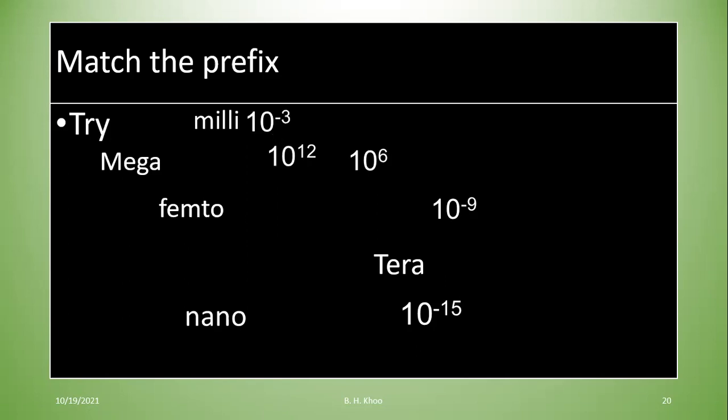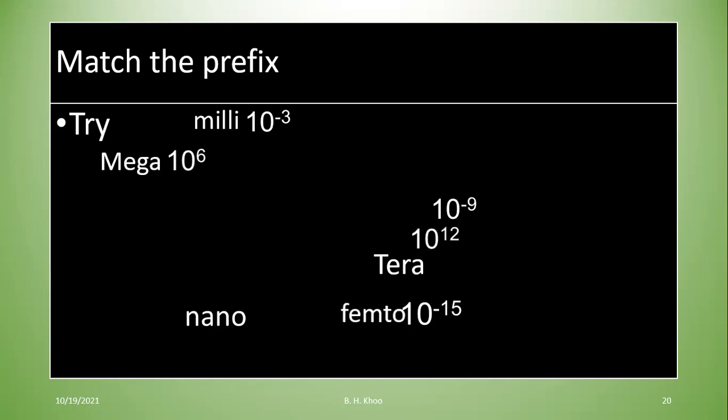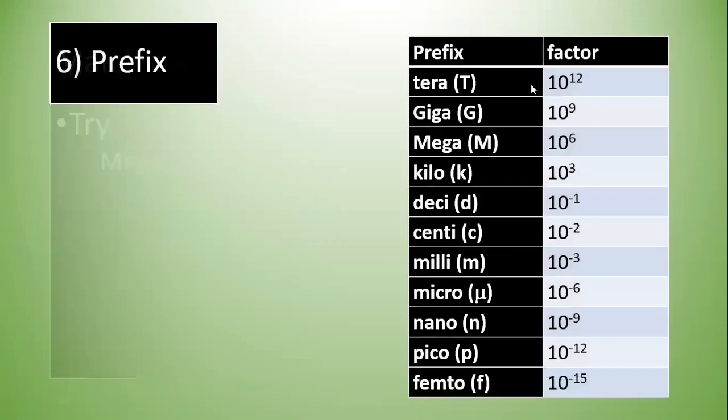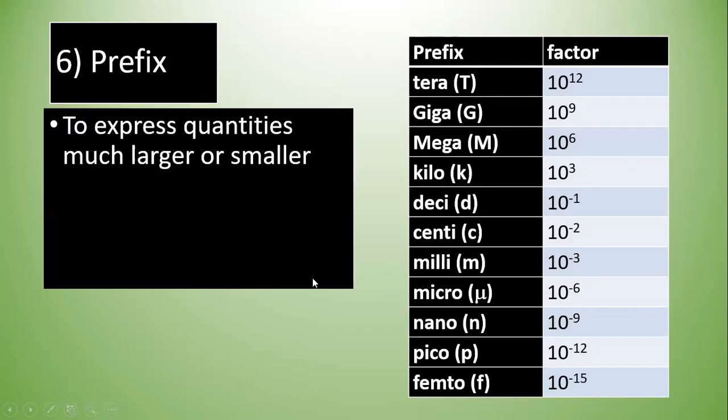Okay, that's your milli, 10 to the power minus 3. Mega, 10 to the power 6. Femto, 10 to the power minus 15. Tera, 10 to the power 12. Where it is capital, it is always more than 1. Nano, 10 to the power minus 9. Always less than 1 will be small letters. Right? So all this you need to remember for A level and STPM. The use of prefixes is to express quantities much larger or smaller than 1.